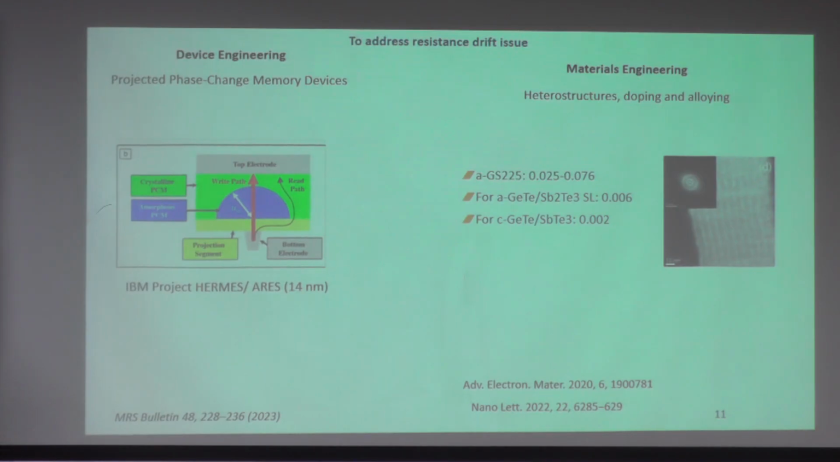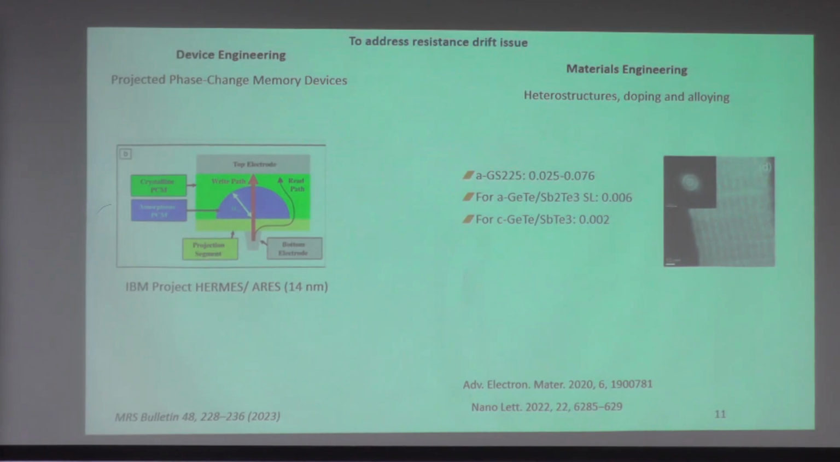One, this is from the first lecture, is that you can optimize your device, and this is the so-called projected phase change memory device. Here I would like to explain a little bit more about this projection device. So you have your phase change material, and you introduce an additional element, the so-called projection segment. This is a highly conductive segment, maybe a metallic layer.